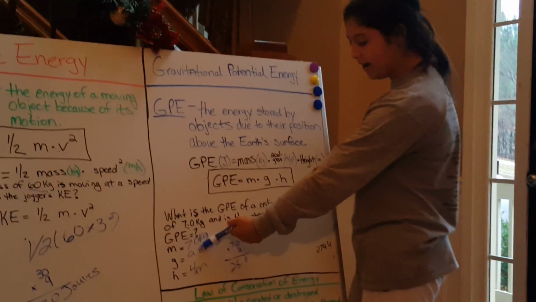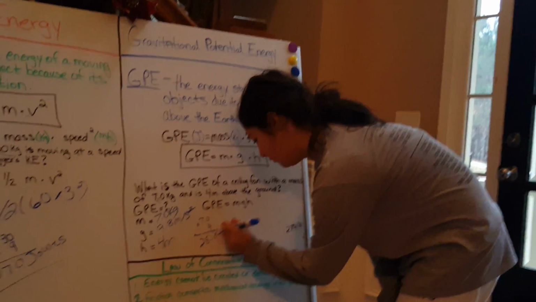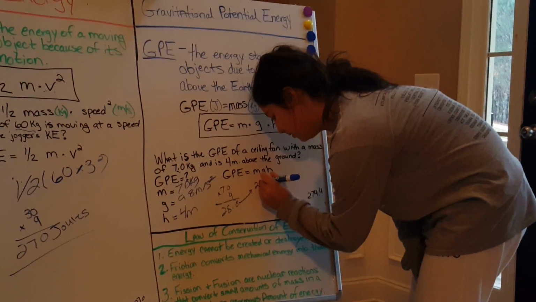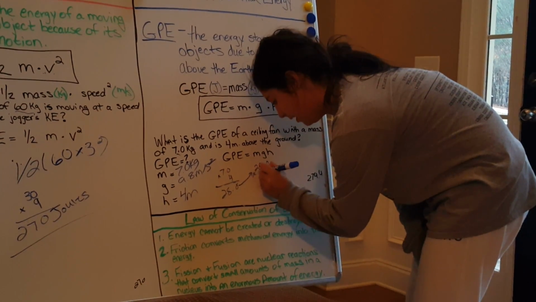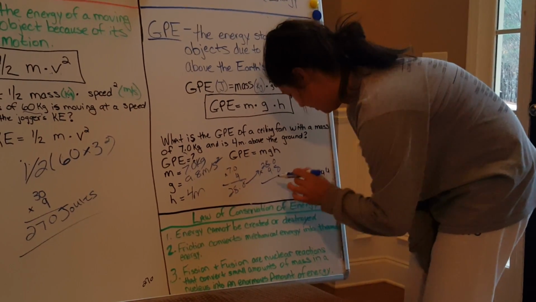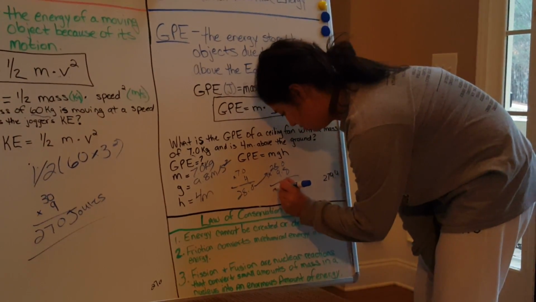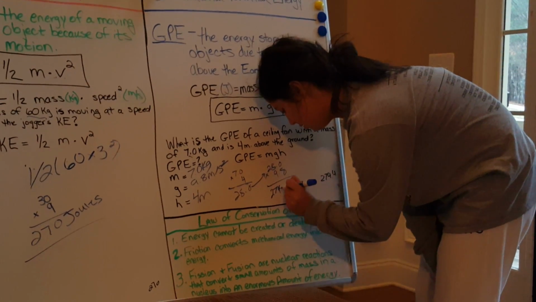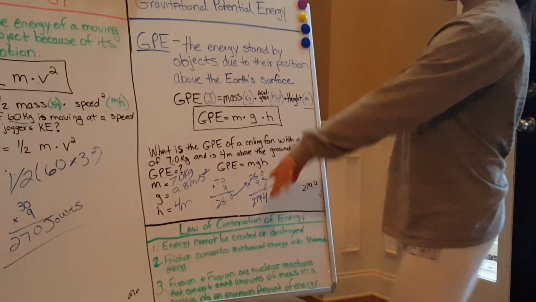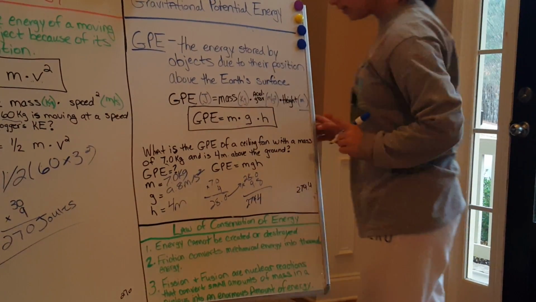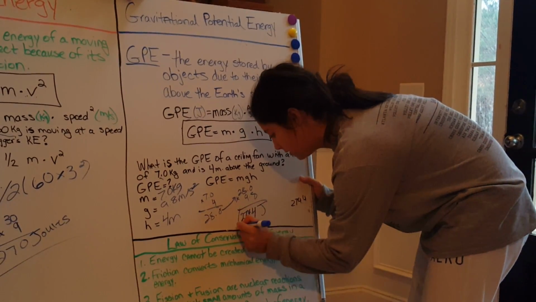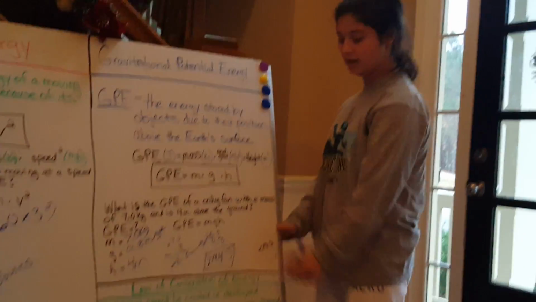You have to plug in your gravity. So then you're going to plug that in over here. You got 28.0. You multiply that by 9.8, which is going to give you 274.4. And that is your final answer. And your SI units is going to be joules. So that is your answer.